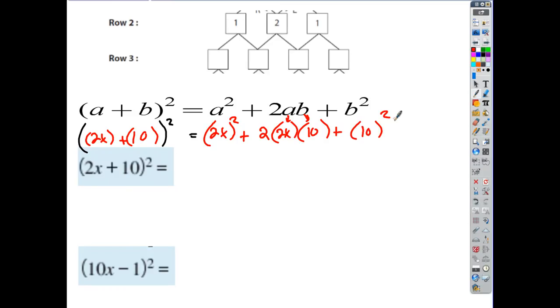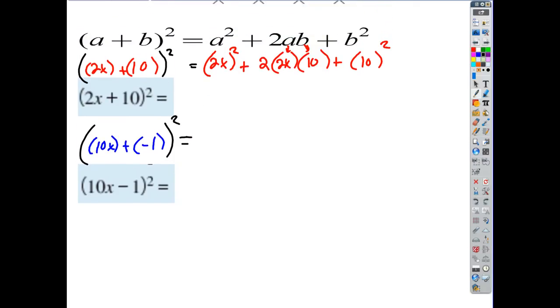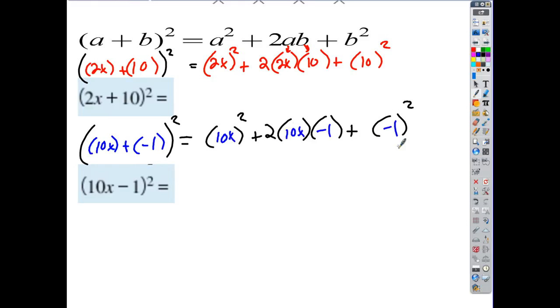Let's do a negative one because we're running out of time. We'll kind of speed this up a little bit. Okay, what's my a this time? 10x. So my a is 10x. What's my b? Negative 1. Okay, and we're going to square that whole thing, right? So I know that if I follow that pattern, I'm going to get a squared plus 2 times a times b plus b squared. Well, a is 10x, b is negative 1, right?